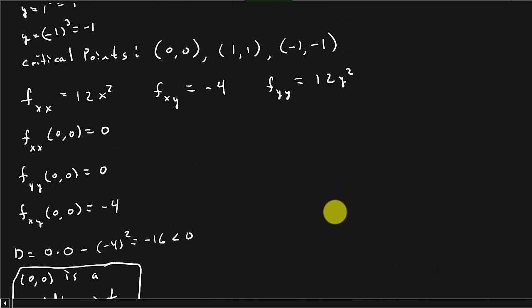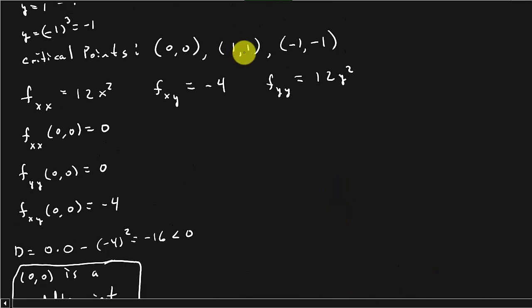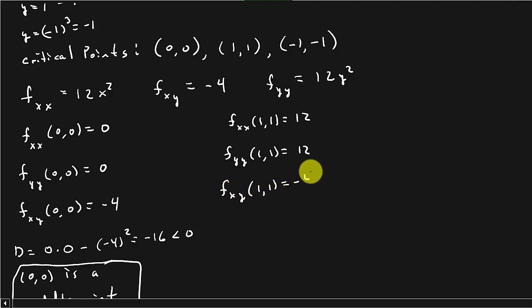All right, now let's test the next one, 1, 1. So I've got the second partial with respect to x at 1, 1, that's equal to 12. The second partial with respect to y at 1, 1, that's equal to 12 also. We're just plugging the ones in for x and y. And then this one is -4. So for this one, I get D is equal to 12 times 12 minus -4 squared, which when you do that calculation, you get 128, which is greater than 0.